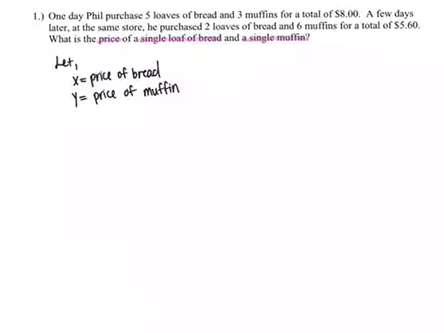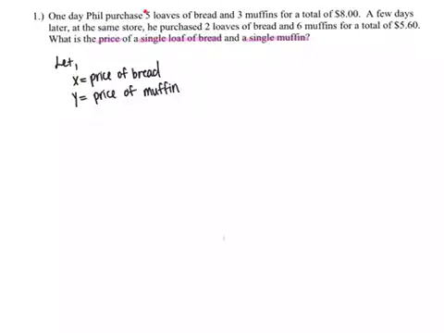That being said, you can see here that there are some things that they've already given us, right? We know the number of bread and the number of muffins bought. And we know that the total price of them together is $8 for the first set. And for the second purchase, when 2 loaves of bread and 6 muffins are added together, we get a total price of $5.60.